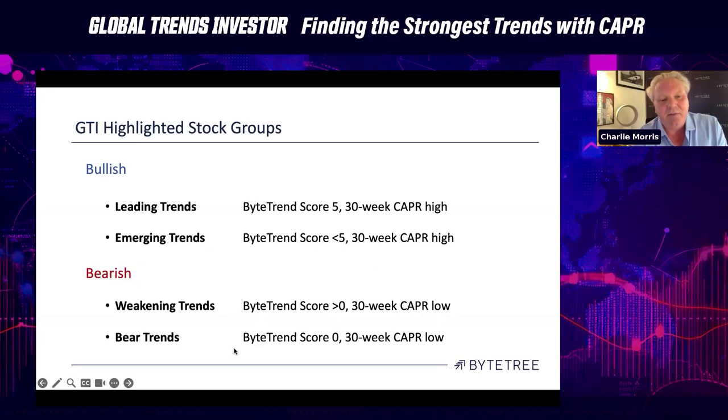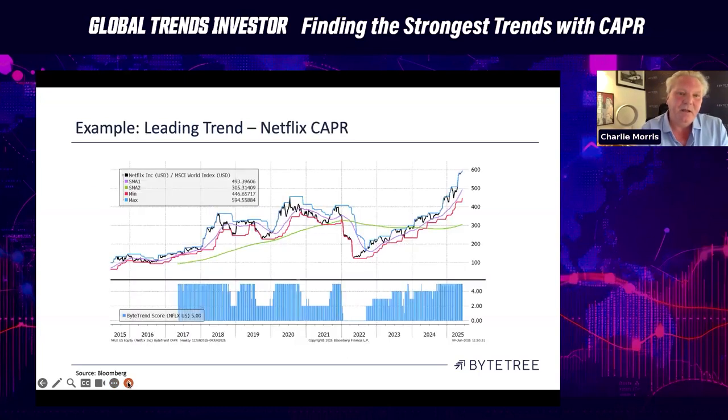And in a bear trend, everything's going wrong. The score is 0, and it's making a low in CAPR terms. So I'll give you 4 examples, one from each category. Going up is Netflix. And please don't worry about the current state of affairs. These are just examples to explain the charts.